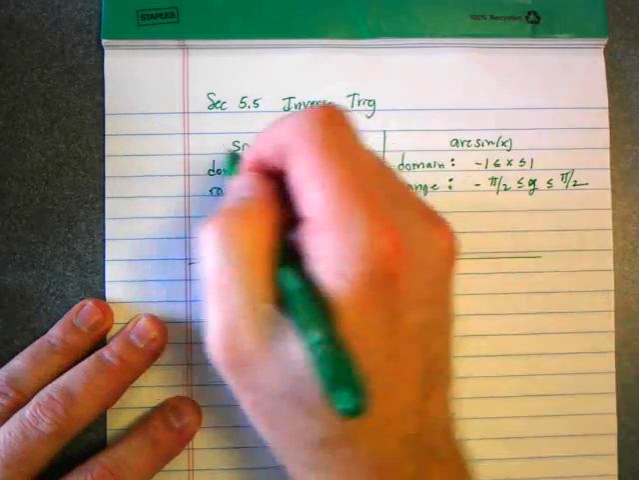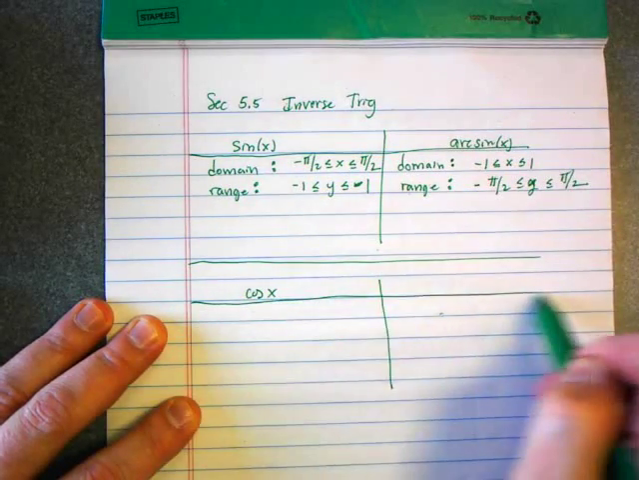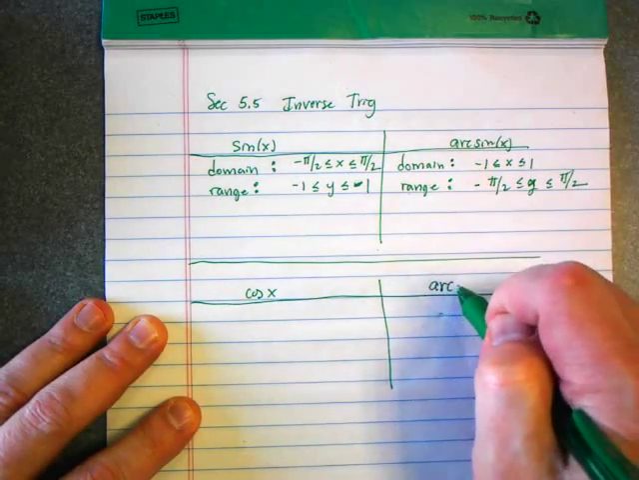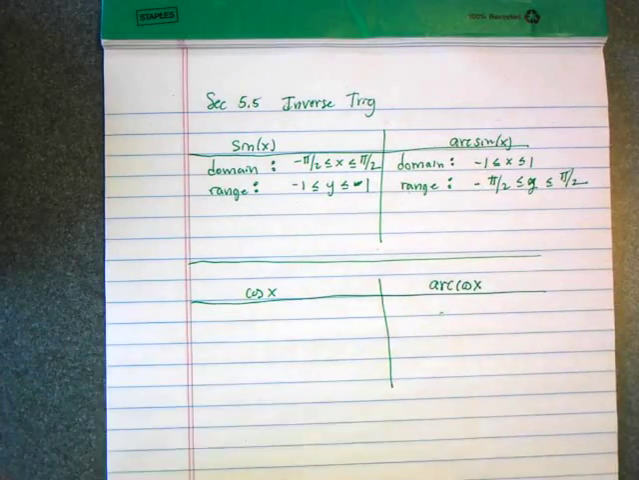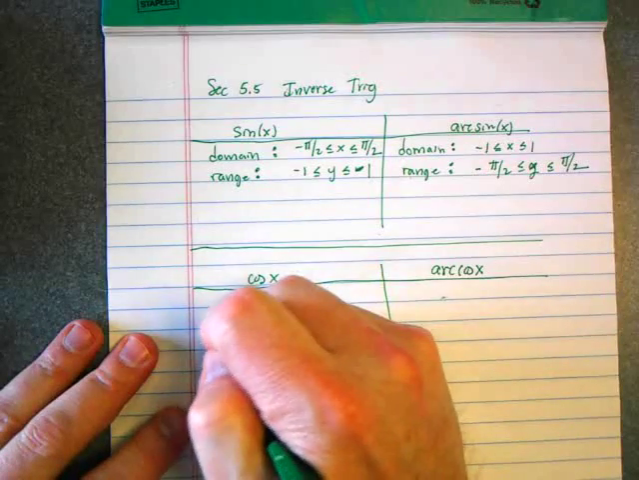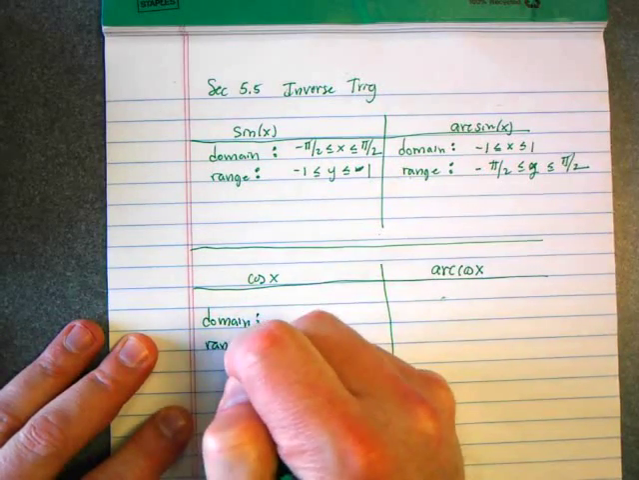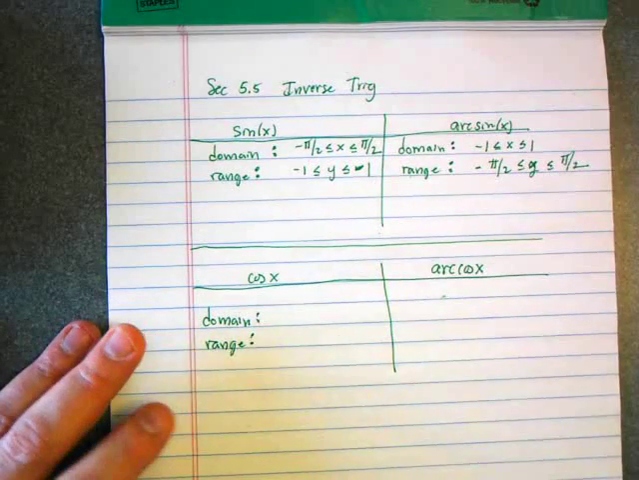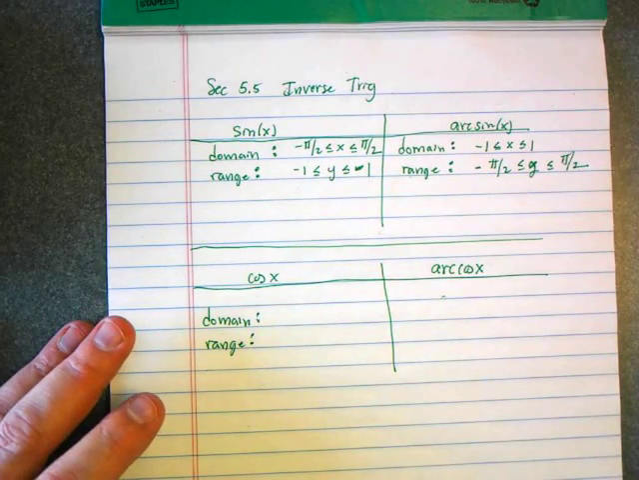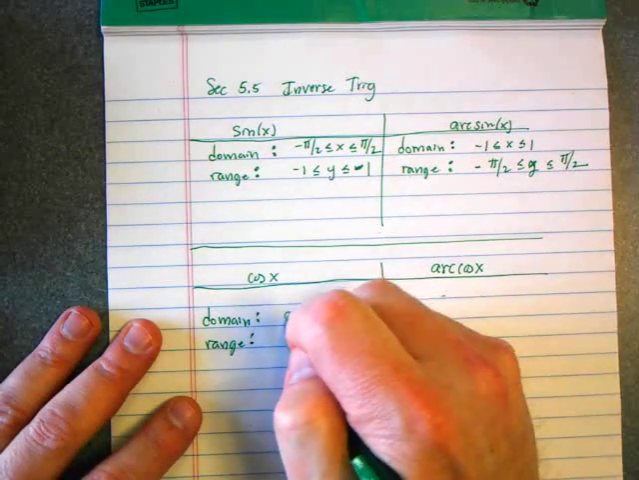Then we played the same game with cosine x. We drew a graph of cosine. We saw that cosine was not one-to-one. So again, we decided we better limit our domain to make it one-to-one. And for cosine, what did we decide made sense? 0 to pi.